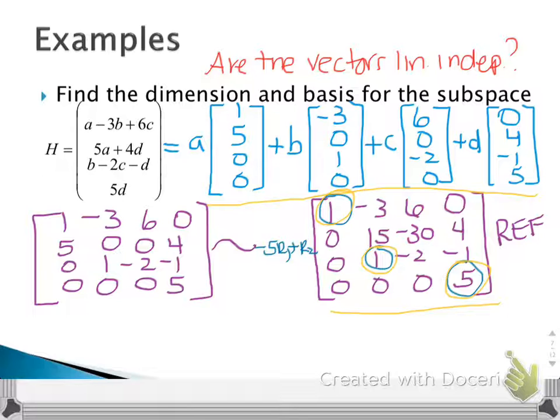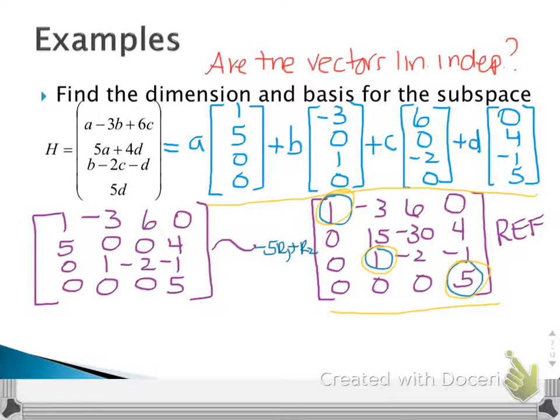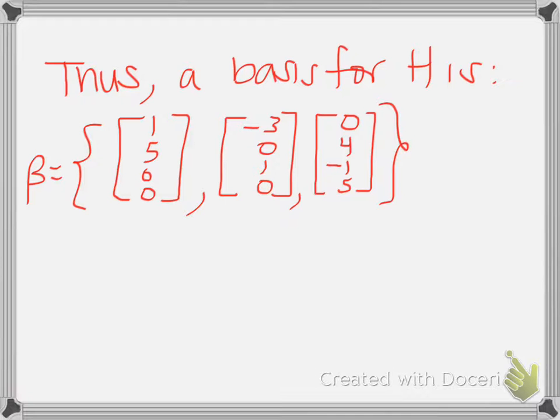So that tells us, are the vectors linearly independent? That tells us no, right? Because we have a free variable. And thus the basis for H is those three column vectors, going back again to the original matrix.